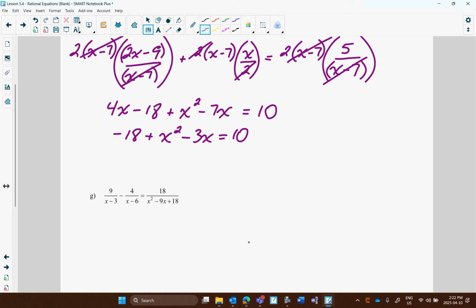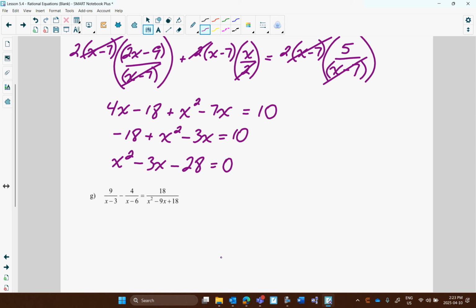Because it's a quadratic. So we've got to swing this over here, but write it in the correct order. So x squared first, then minus 3x. The 10 comes over, minus 10, minus 18 becomes minus 28.